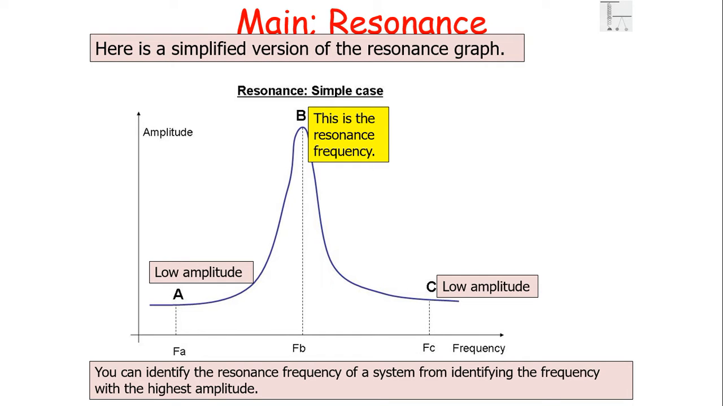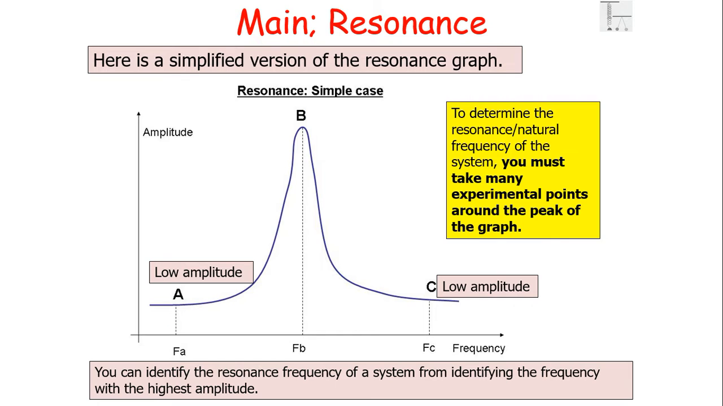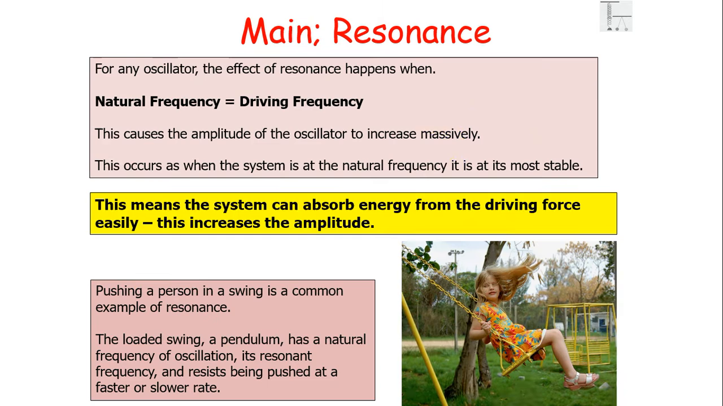So we can identify the resonance frequency because it's the frequency with the highest amplitude, which is also the natural frequency of the system, because the resonance frequency must equal the natural frequency of the system. So to determine the resonance or natural frequency of a system, you've got to take many experimental points around the peak of the graph, which is a very important idea. So you must decrease the interval around the peak values.